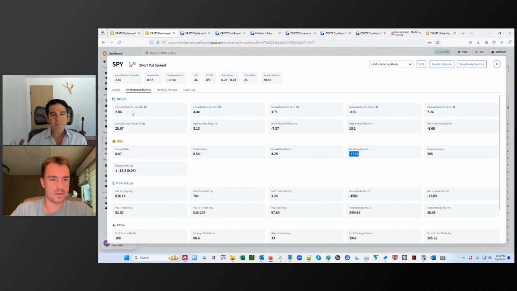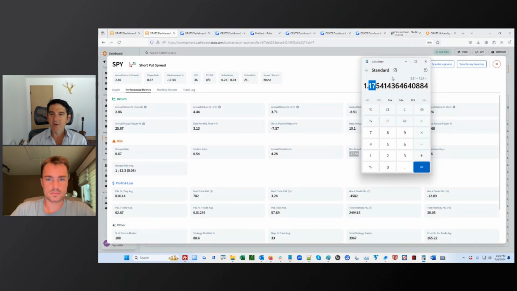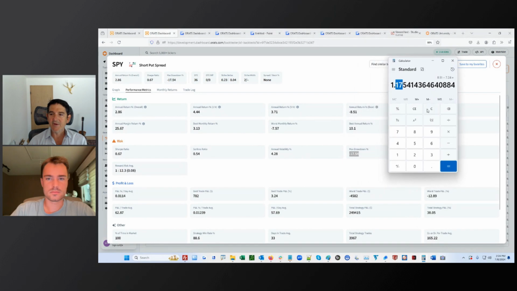Okay, so what I would say is, again, you have to look at it relatively. So I would look at it, well, I've made 2.86, right? Because if we had the same returns and the only thing was the drawdown was greater in the short put, you'd want the short put spread, right? Yeah, I guess that's true.